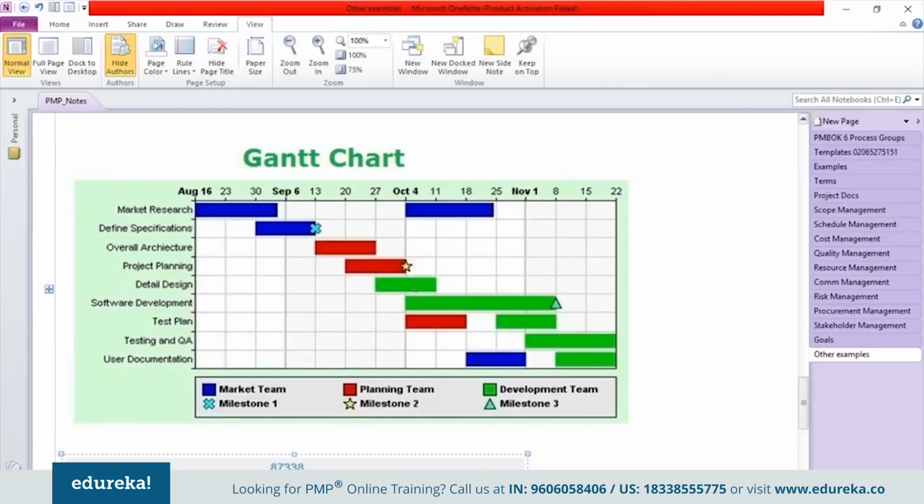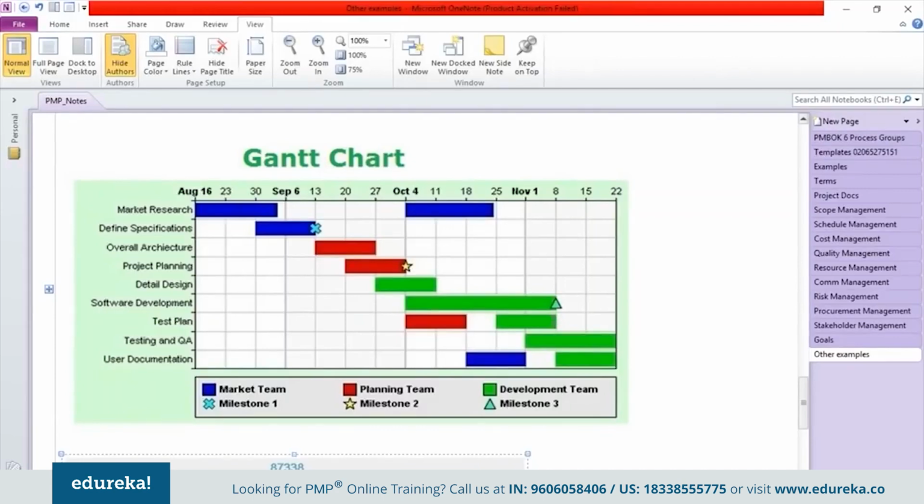Wherever you have key milestones, like project planning is completed, that's a key milestone, so I have highlighted that differently. Milestone 1, milestone 2, milestone 3, likewise, you will highlight those milestones separately. With this, I would know when an activity is going to start and when it is going to end. For example, software development will begin on 4th of October and end on 8th of November, and I will also achieve milestone number 3 by the end of that.